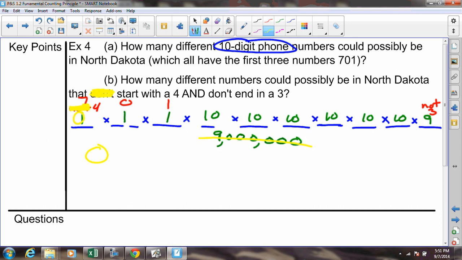Please note, again, this is the fundamental counting principle. The whole purpose of this is to figure out how many different options, how many different outcomes would there be, without actually needing to create a tree diagram, which in this problem, do you want a tree diagram with 10 million branches? Of course not.